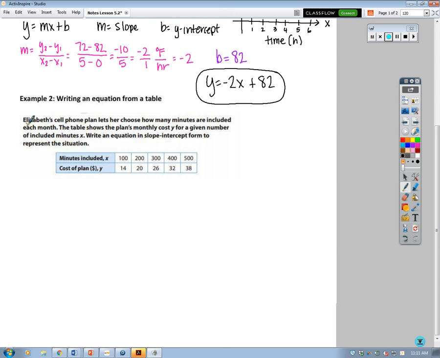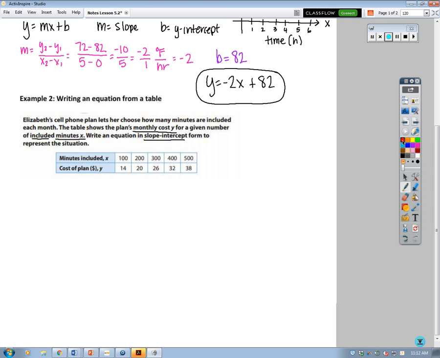So let's read what we got here. Elizabeth's cell phone plan lets her choose how many minutes are included each month. The table shows the plan's monthly cost, Y, for a given number of included minutes, X. So write the equation in slope-intercept form that represents the situation.